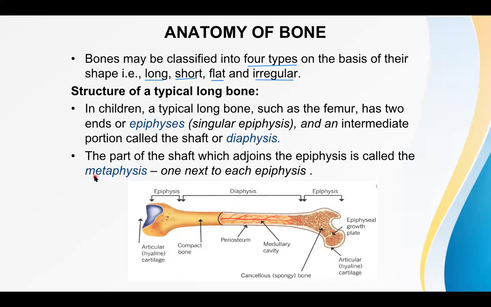Now there is another term called metaphysis also. This metaphysis is present in between epiphysis and diaphysis. For example, up to here is the shaft of the femur, and this is the epiphysis. So the small area which is lying between diaphysis and epiphysis is the metaphysis. It is present on both ends. So we have known three important terms now: epiphysis, diaphysis, and metaphysis. Now let's move on.